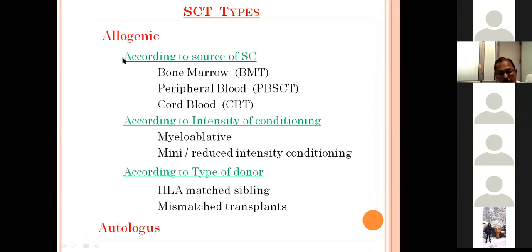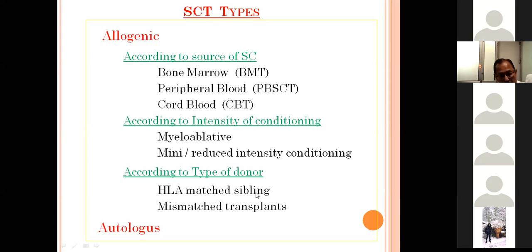So there are conditions in which you prefer allotransplant, there are conditions where you prefer autotransplant. Depending on these types, the best results are seen with the peripheral blood as far as source of stem cells is concerned. And best results are seen with myeloablation because the cure rate of myeloablative transplants is better than reduced intensity transplant, but myeloablative transplant cannot be offered in the elderly population. So this is the alternative.